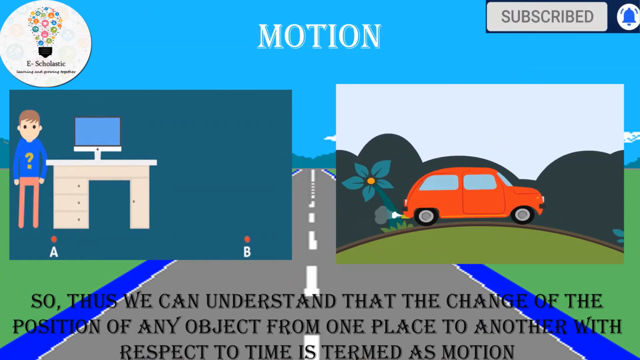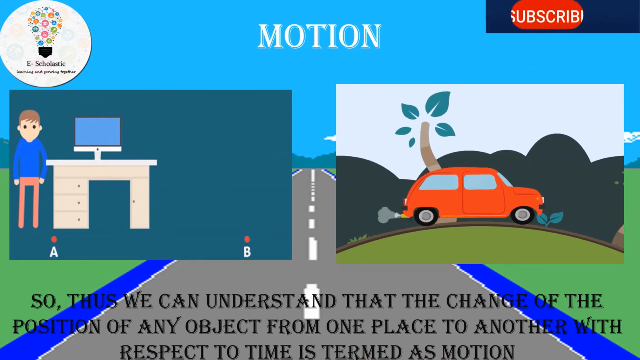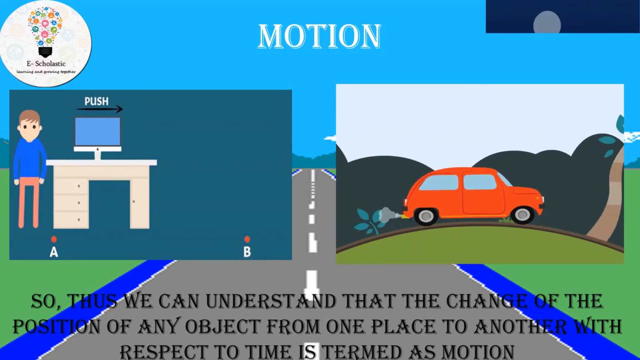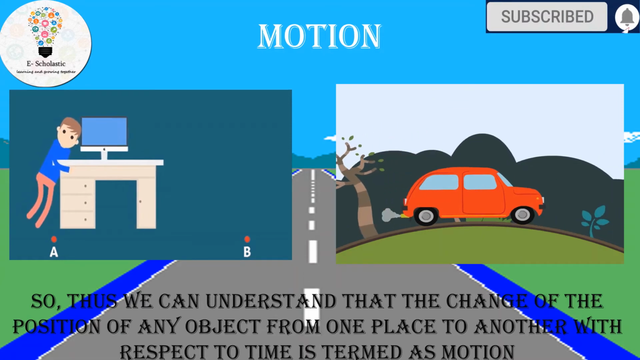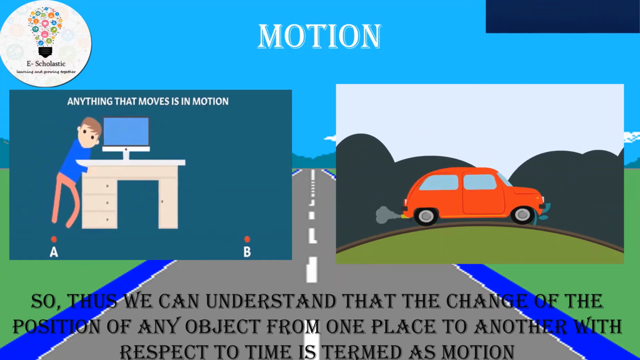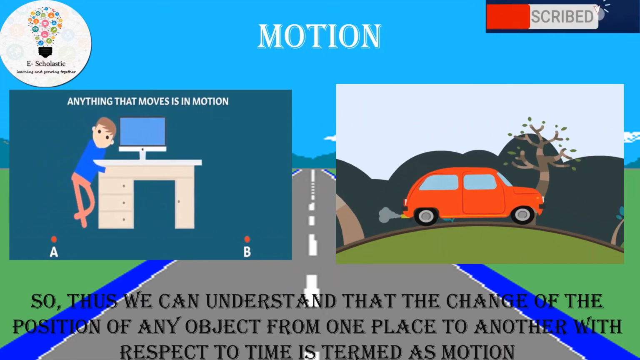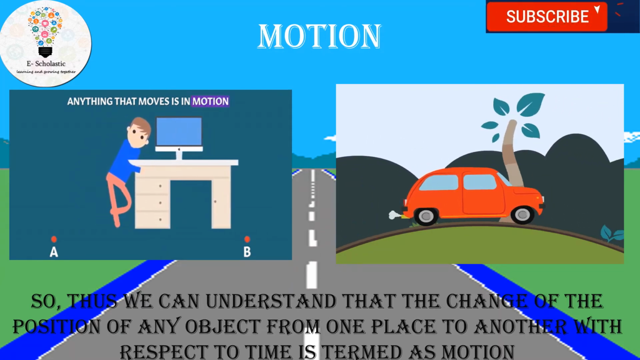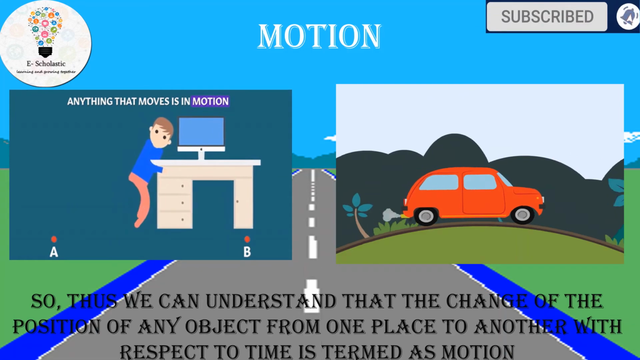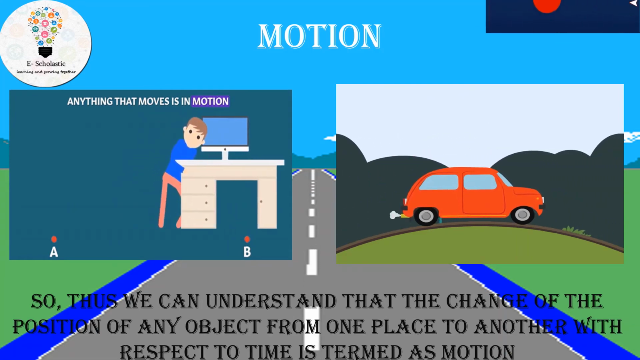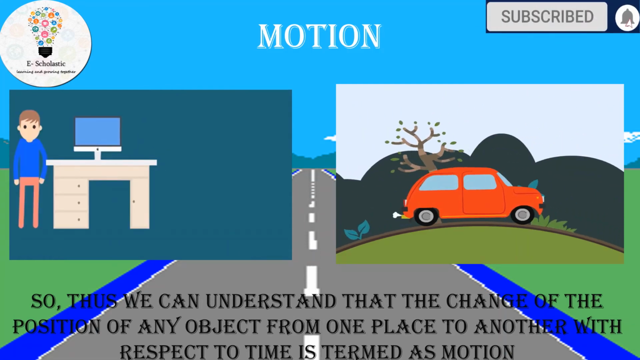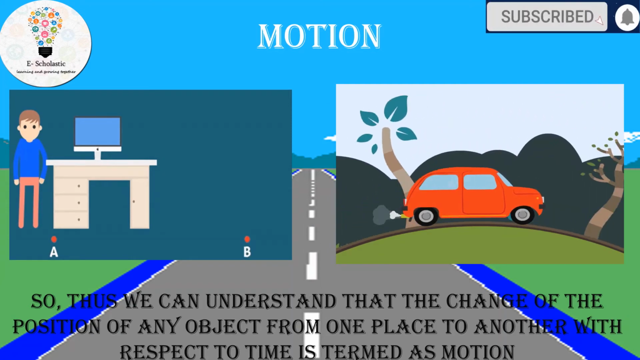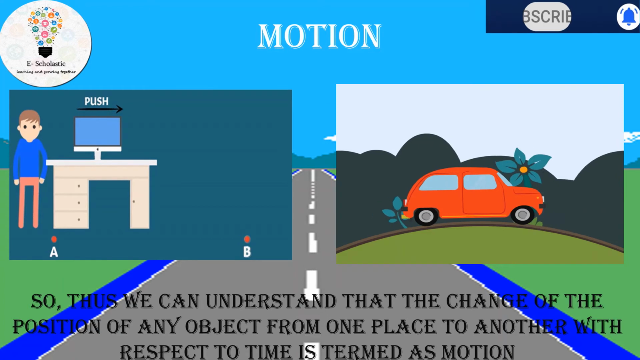Thus, we can understand that the change of the position of any object from one place to another with respect to time is termed as motion. So here we have seen various objects which are moving and changing their position, and this change in position is with respect to time, and hence we term these moving objects as objects in motion.